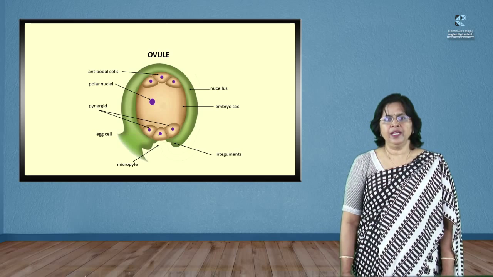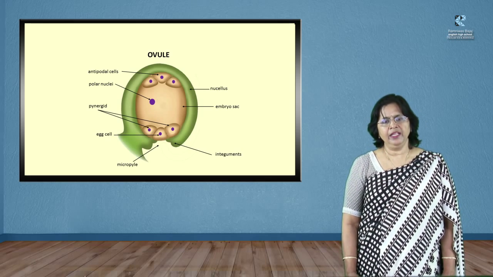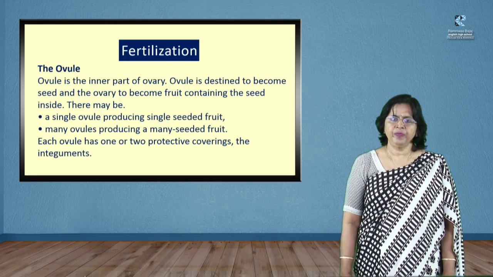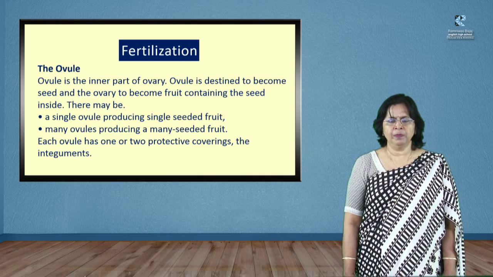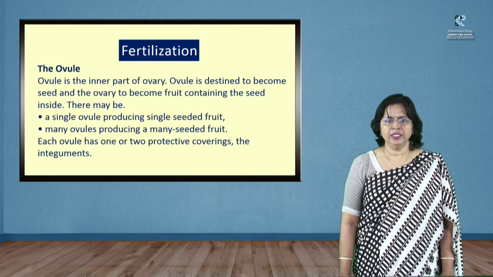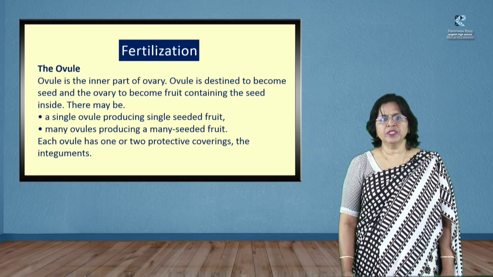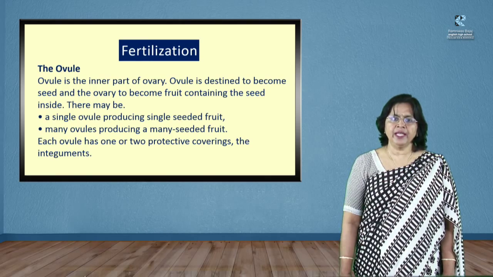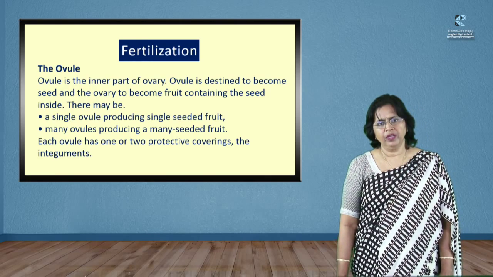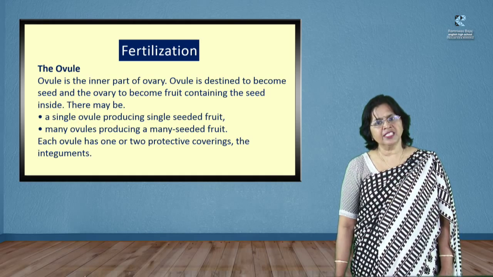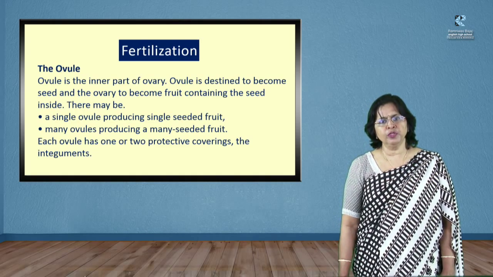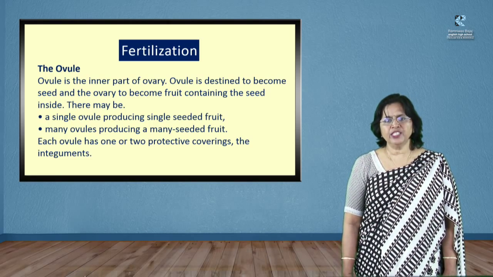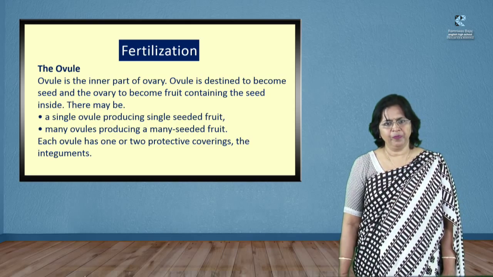Ovule is the other part that has to take part in fertilization. The ovule is a part of the ovary. It is attached through the placenta to the ovary, and it becomes the seed after fertilization. Inside the ovary there may be one or more ovules. If there is one ovule, it becomes a single seeded fruit. If it contains many ovules, it becomes a many seeded fruit. Each ovule needs to be fertilized separately.